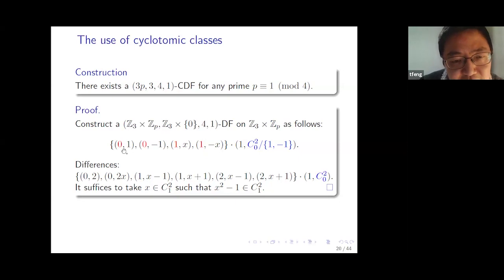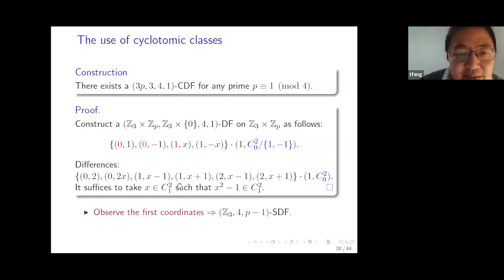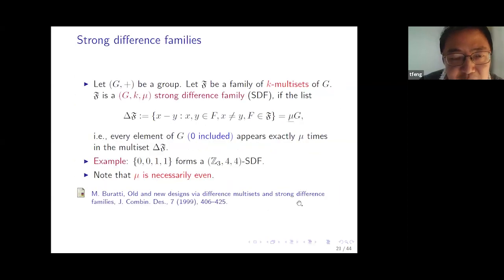Its first coordinate consists of 4 elements, 0, 0, 1, 1. Actually, these 4 elements form a special difference family. We call it a strong difference family. Let us see what the definition of a strong difference family is.